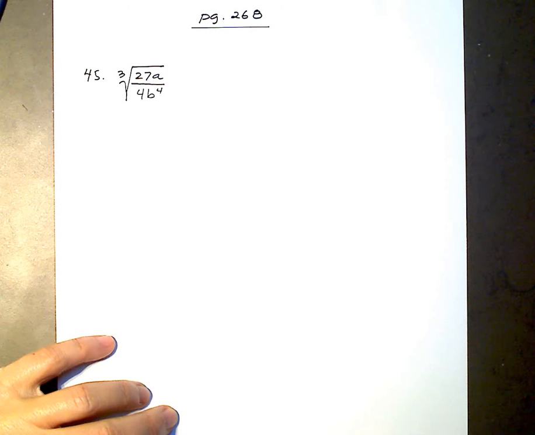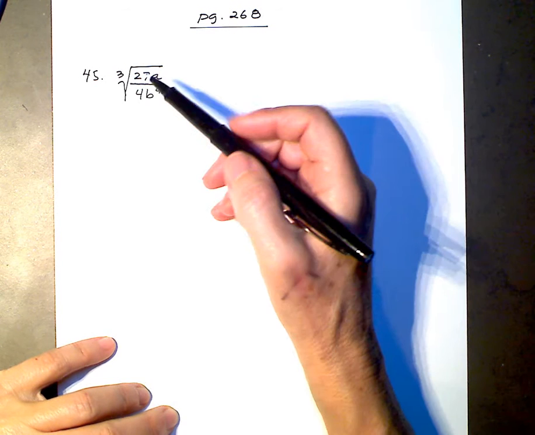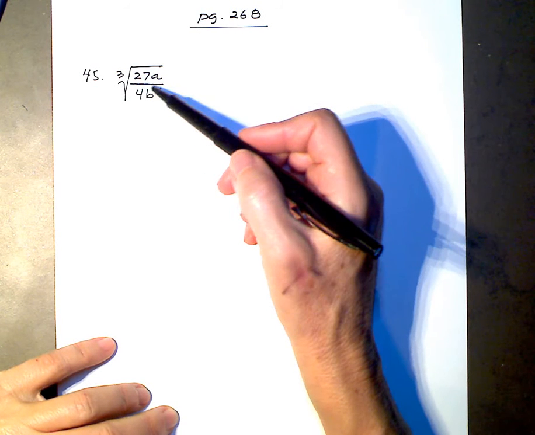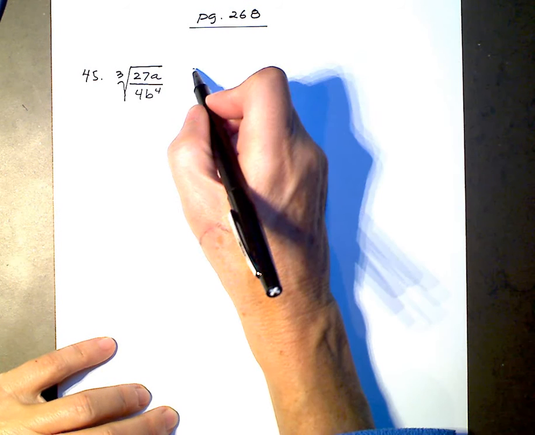Alright, on page 268, this is exercise number 45, and I have to simplify. I have the cubic root of 27a over 4b to the fourth. So I can't leave a fraction in the radical, and I need to rationalize this denominator. So let's break this out.